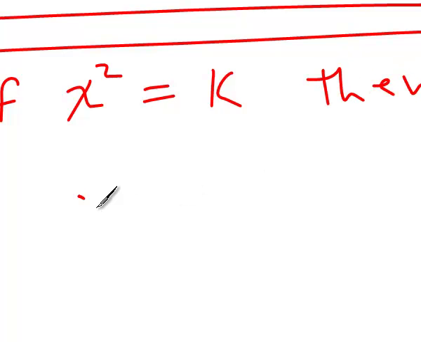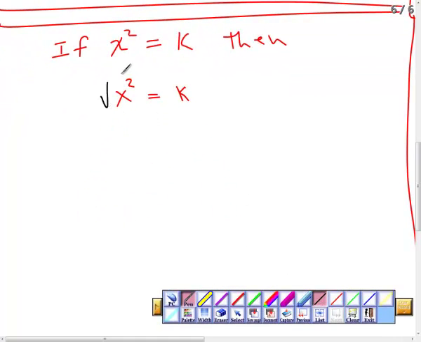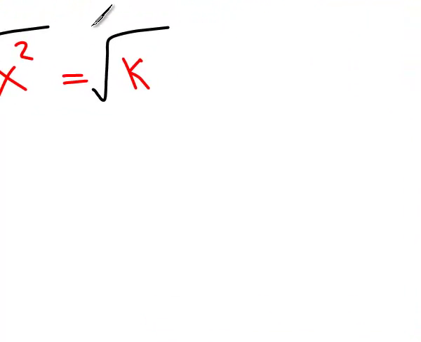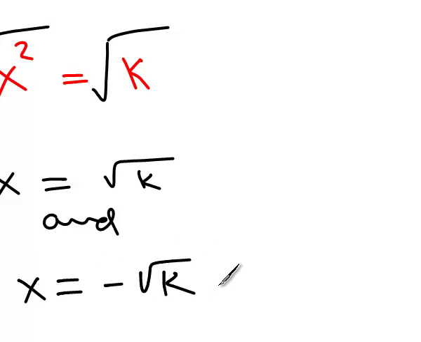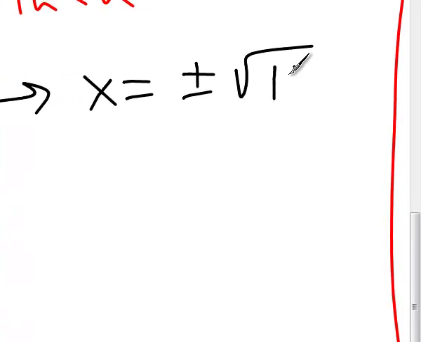If x squared equals k, then if we applied the square root to both sides, what you get here is x equals the square root of k, and x equals negative square root of k. So you could also say here x equals plus or minus the square root of k.